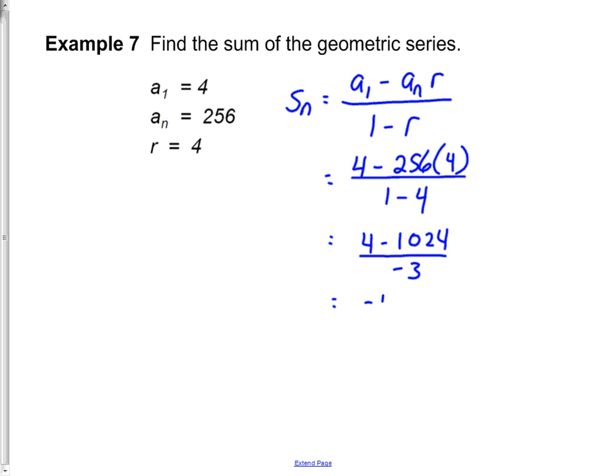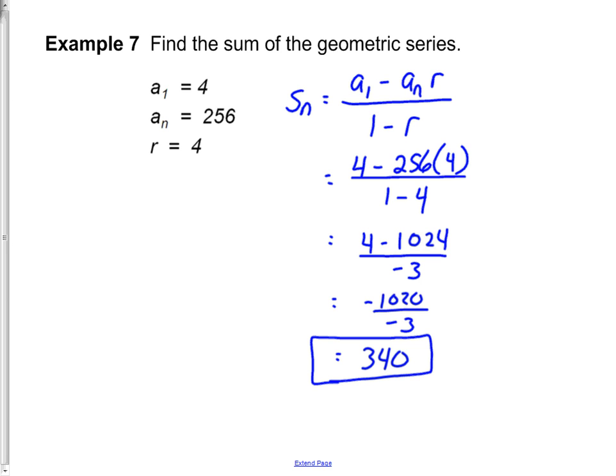That'll be negative 1020 divided by negative 3. If I divide that out, I should get 340. Okay, so that's saying that the sum of the series where the beginning number is 4 and the ending number is 256, where the common ratio is 4, the sum of those numbers should be 340.